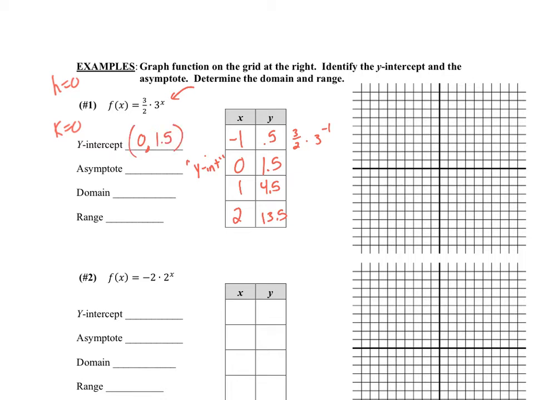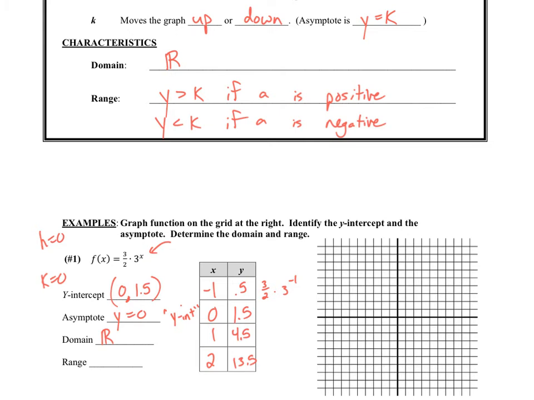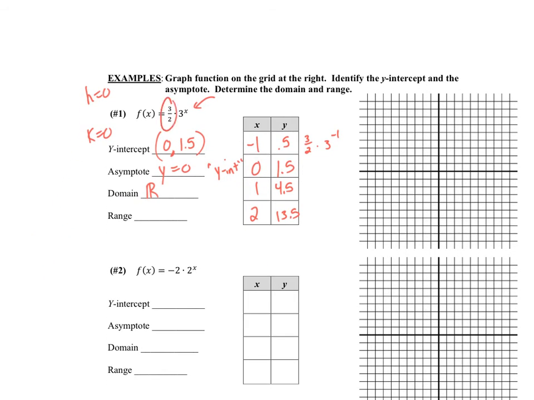Okay, the asymptote is always y equals k. So the asymptote is y equals 0. The domain, we said above, is always all real numbers. And the range is going to be either y is greater than k or y is less than k. In this problem, 3/2 is positive, so it's going to be y is greater than k, and k is 0. So it's y is greater than 0.